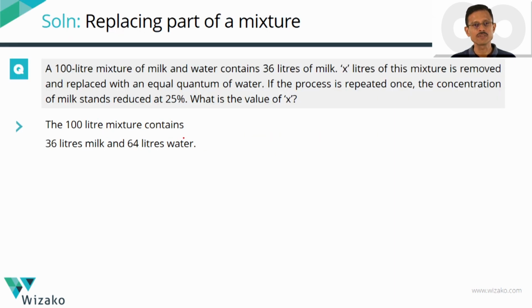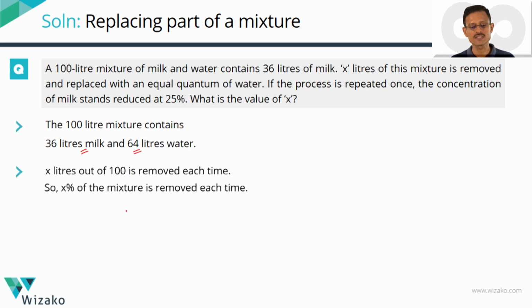This is a 100-liter mixture. It contains 36 liters milk. That's what they mentioned. So the balance 64 liters has to be water in it. We are removing X liters out of this 100. If you remove 10 liters out of 100, you are removing 10%. If you are removing X liters out of 100, you are removing X percentage of the mixture each time.